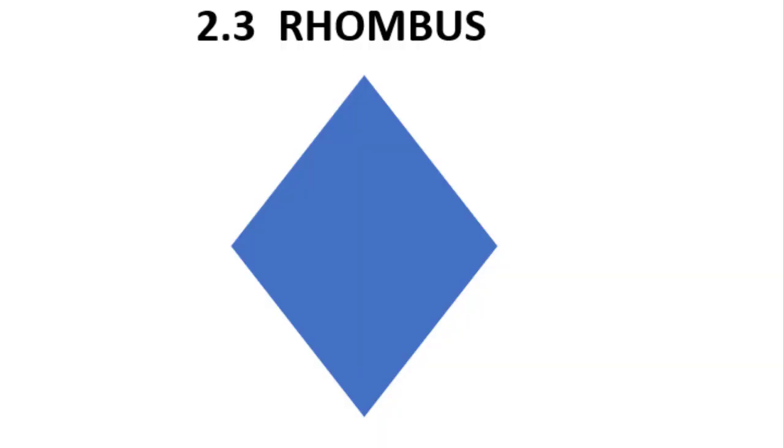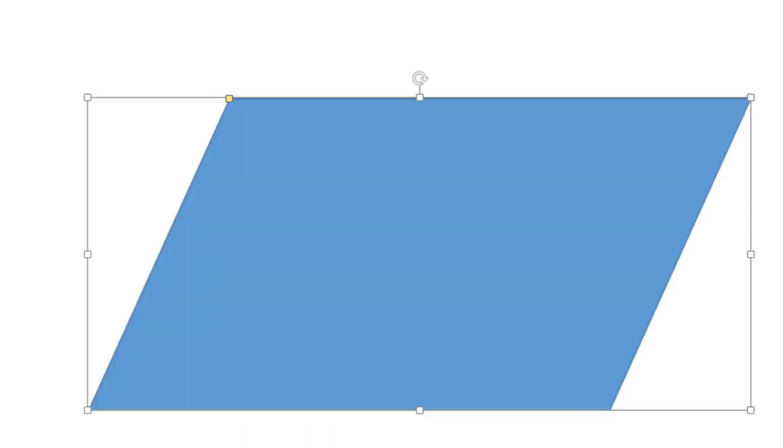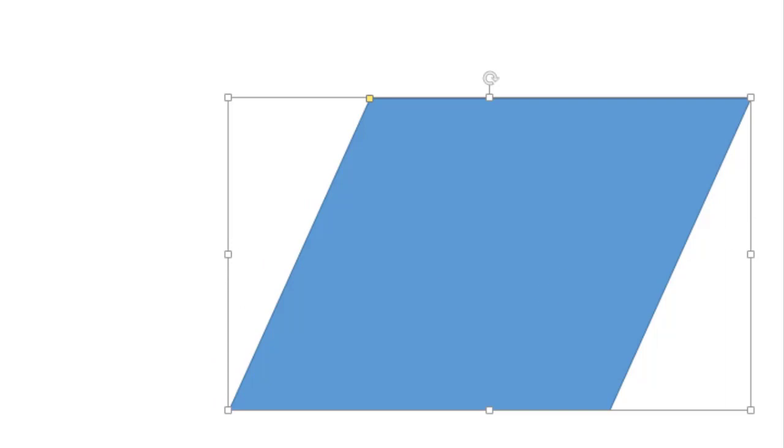Dear students, in this video we are going to learn about rhombus. What is rhombus? In a parallelogram, if all the sides are equal, then it is called a rhombus. Let us take this parallelogram. Now I am going to alter the sides of this parallelogram such that they are equal. Now what happened? We got a rhombus.